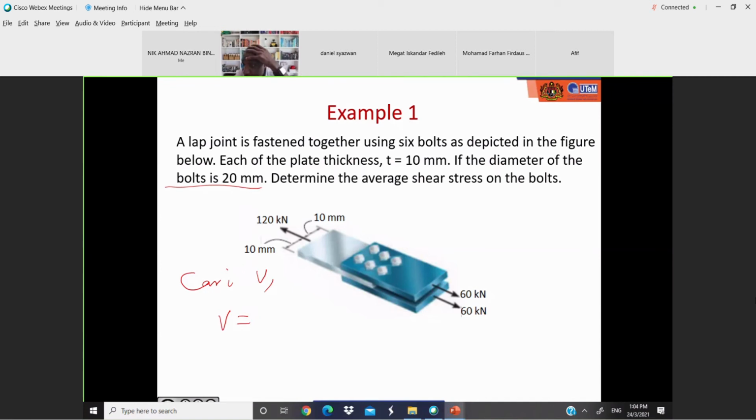Terima kasih. Very fast, eh? So V is 60 divided by 6, that is 10 kN. 60 divided by 6, 1, 2, 3, 4, 5, 6. Or 12 divided by 6 is 2, so 12.